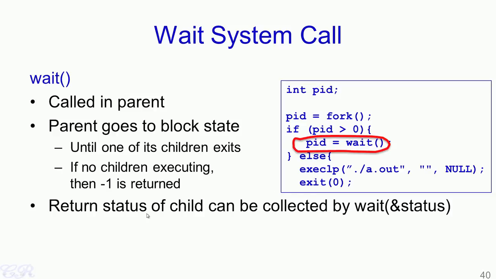So, in order to obtain the return status of the child, that is in this particular example 0, the parent process can invoke a variant of wait such as this. In this particular variant, a pointer is passed to status, in which the operating system will put the exit status of the child process.